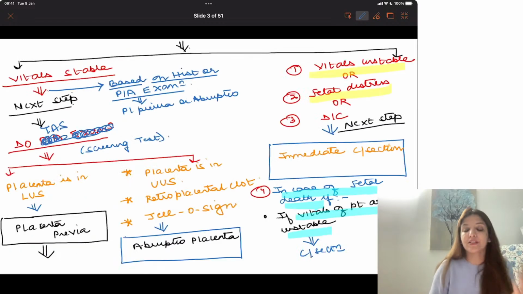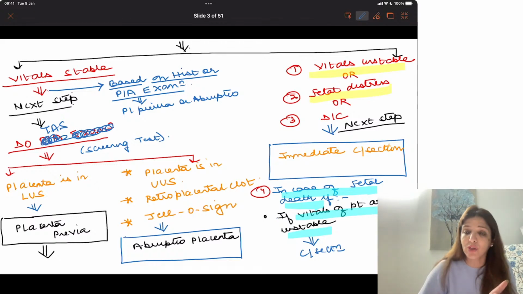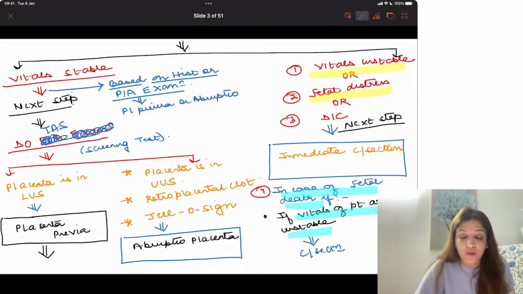In case the placenta is in upper uterine segment, or if your question is saying there is a retroplacental clot or retroplacental hematoma, or if your question is saying Gello sign is positive. Right, what is Gello sign? That is something new which has come. Gello sign is shimmering of the placenta, which is seen with the movement of the mother or with the movement of the transducer. Gello sign is seen in case of abruptio placenta.